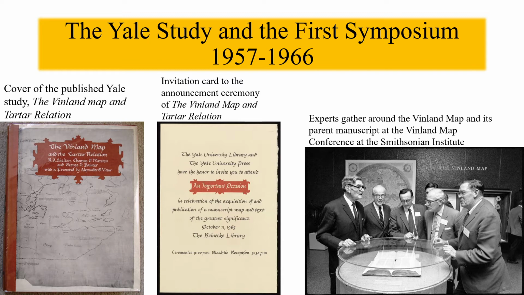The book was released the day before Columbus Day in 1965, and it was received with a flurry of immediate controversy. The Yale team proclaimed that the map, like the Tartar Relation and the rest of the Speculum, was indeed authentic. In order to prove the map was authentic, the Yale team relied on a bit of speculation for several inconsistencies between the Vinland Map and other European world maps of the 1400s.